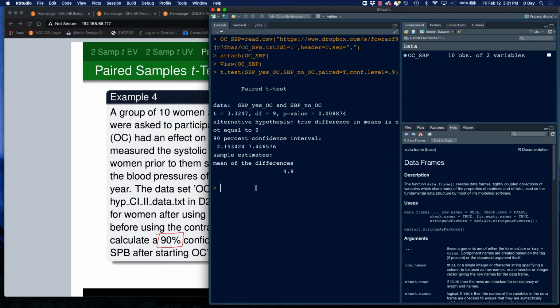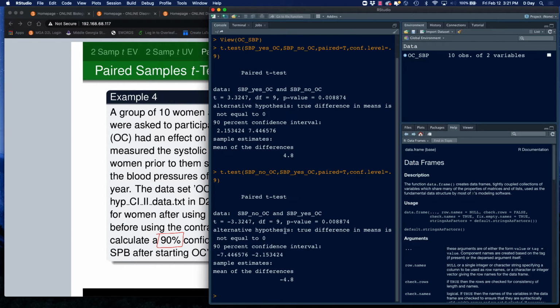so if you'd run this test with these two variables reversed, let's do that and see what happens. So let's say I changed this to no. Let's just take the no here out, and I'm going to put it in front of the SBP. Let's see what happens. Do we see any difference here? Not really. We still get the same p-value.